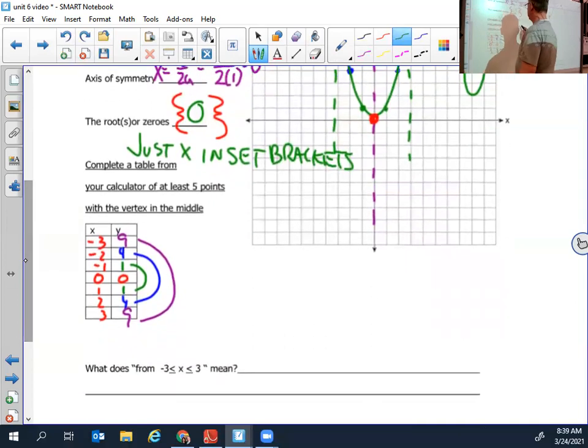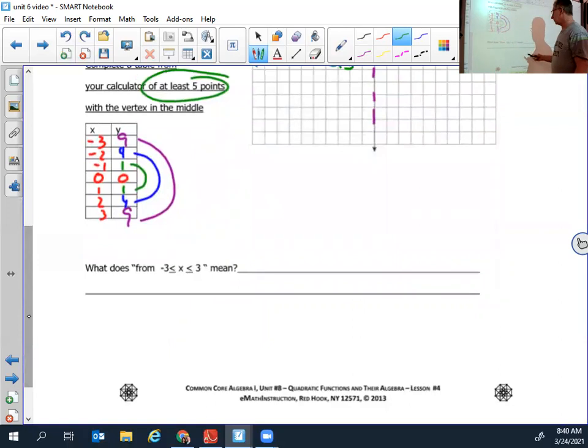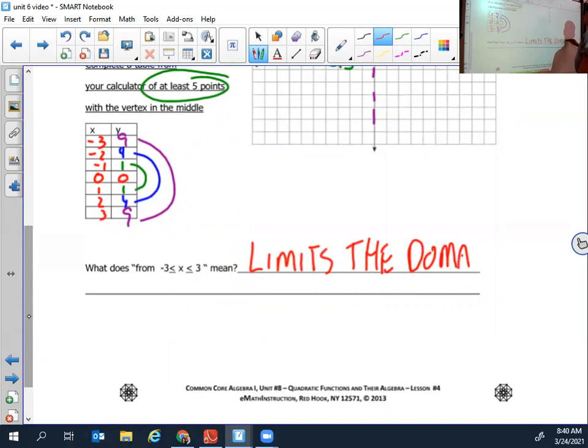All right, when you're graphing, you need to have at least 5 points. My table has 7, so I got plenty there, and it should be around the vertex. I mean, I could do 0, 1, 2, 3, 4, 5, 6, 7, but first of all, it'll give me points that aren't on the graph, and it wouldn't give me what I needed to do in order to graph it properly. And the negative 3 to positive 3, we already talked about that. It limits the domain, and that limits the range.